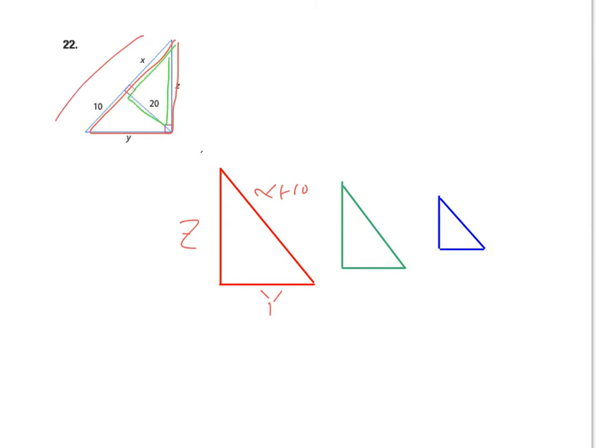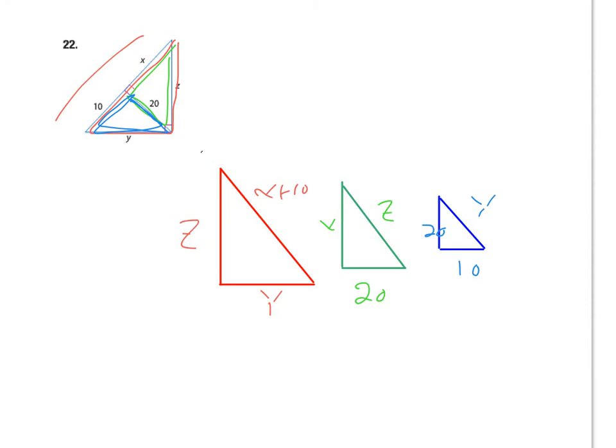Okay, my short leg down here is 20. We can see that right here. Okay, my long leg is x, and my hypotenuse is z. And for my little boy blue, this guy down here, we can see that my short leg is 10. I see that my long leg is 20. And I see that my hypotenuse is y.